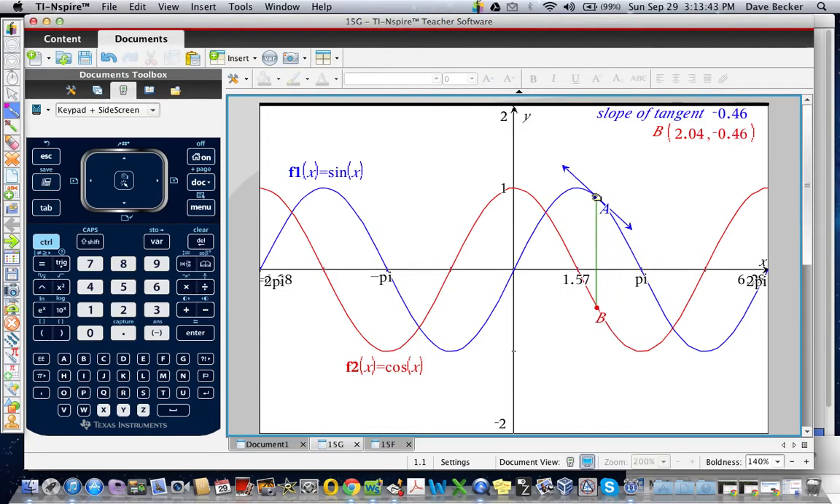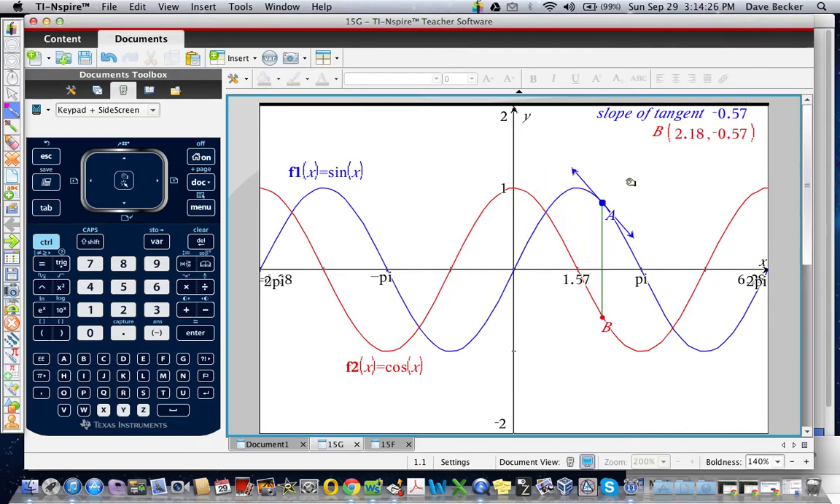Now what I want you to do is watch as I move the point along the graph of sine and look at the very, very complicated relationship between the slope of sine and the corresponding value of cosine. Now remember, A and B have the exact same x coordinates, yes? And anywhere I move this, the slope of the tangent to sine is exactly the same value of cosine. So what can we say about that?